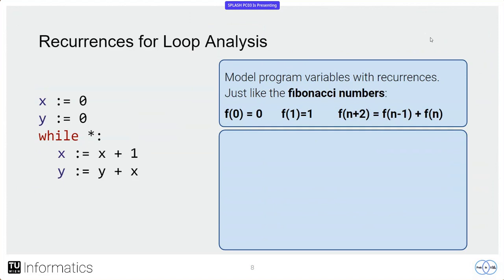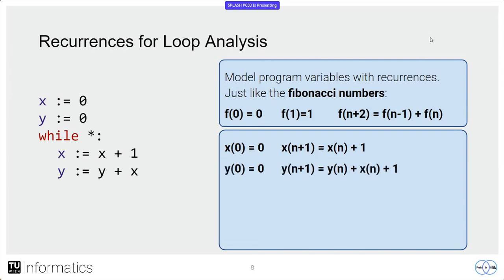Recurrence equations are a quite natural way to model arithmetic program variables in loops, because the value of a program variable in the next iteration, x or y in this example, is completely determined by the values of the program variables in the current iteration. And so we can write down recurrence equations for the program variables that describe their values as the loop is executed, in this simple example just by inspecting the loop body. So x is initialized to 0, and x in the next iteration is x in the current iteration plus 1. We can do the same thing for the program variable y.